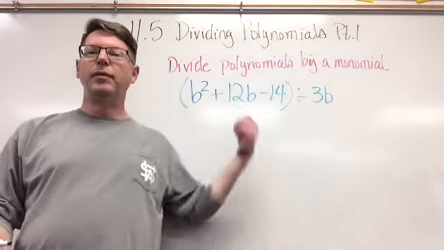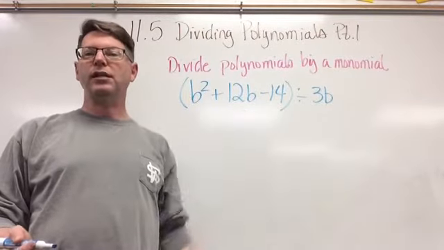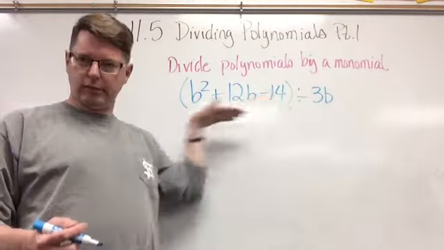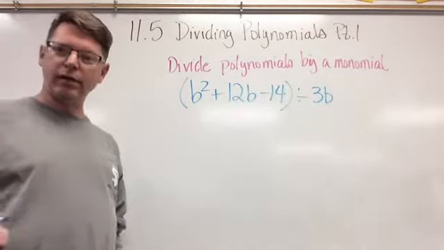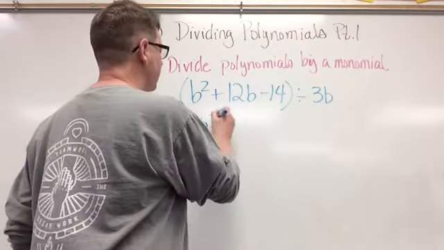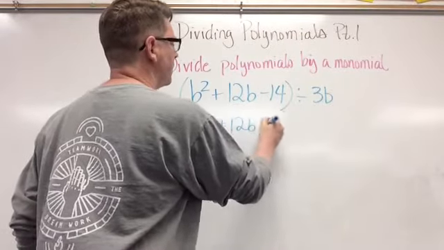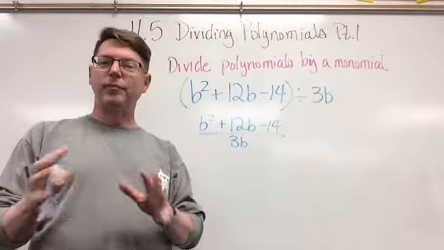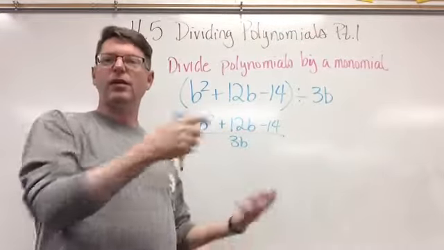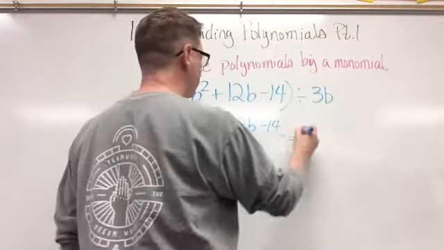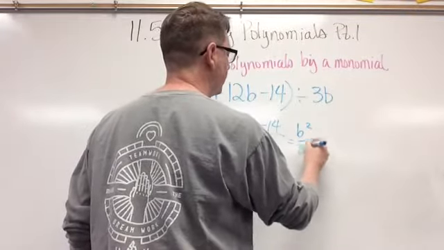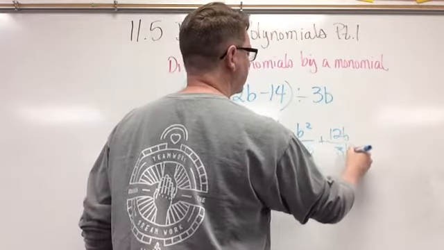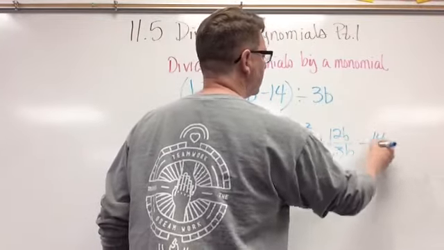For my next problem, I have b squared plus 12b minus 14 divided by 3b. Again, it's written this long way, and I want to rewrite it as a fraction. So I'm going to write b squared plus 12b minus 14 over 3b. Now I'm going to separate it into three different fractions because I have a trinomial. That's going to equal b squared over 3b plus 12b over 3b minus 14 over 3b.